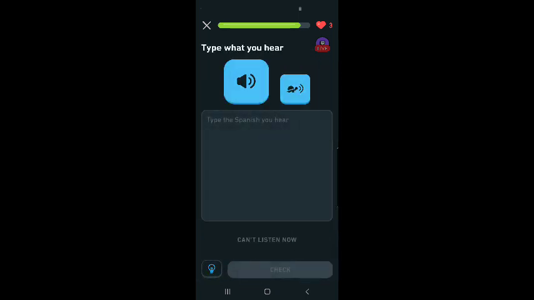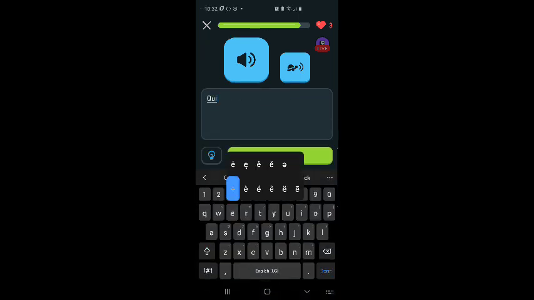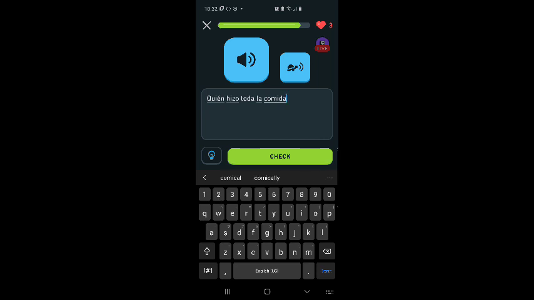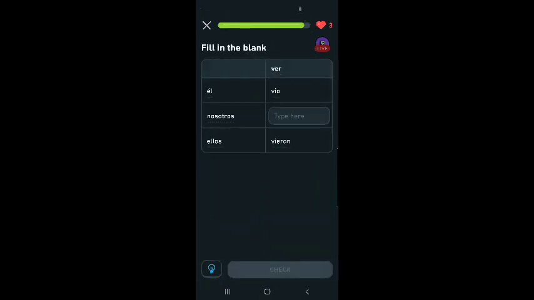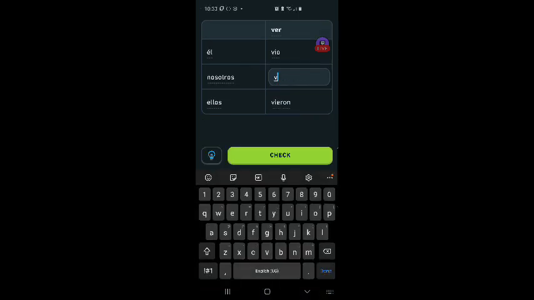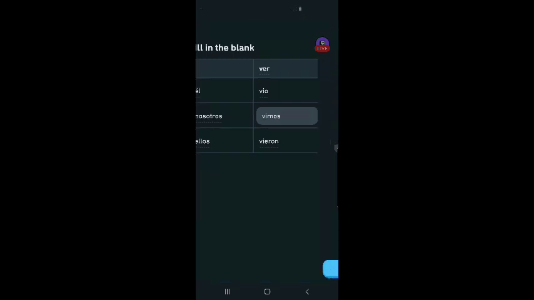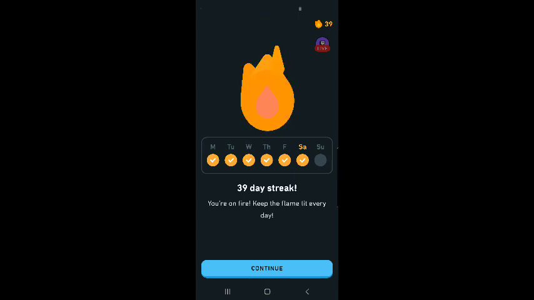¿Quién hizo toda la comida? Okay, ready? ¿Quién hizo toda la comida? Yay. Él vio. Nosotros vimos. Vimos, not vivimos. Ellos vieron. Yay. I feel good about that.